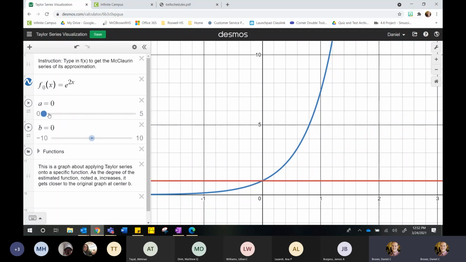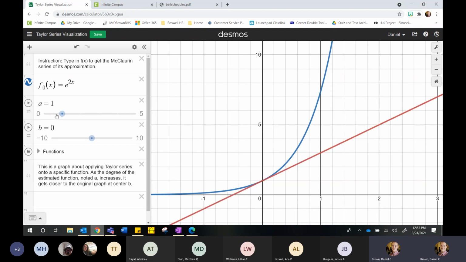So there was the first term. The first term was just 1. That's what the Taylor polynomial looked like, nothing too exciting. The degree 1 Taylor polynomial, that would be the first 2 terms. The degree 1 polynomial is always going to be a tangent line.